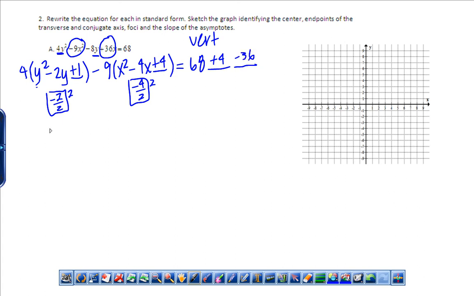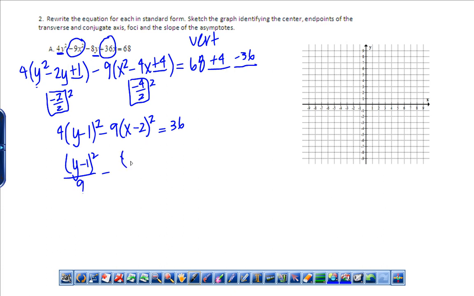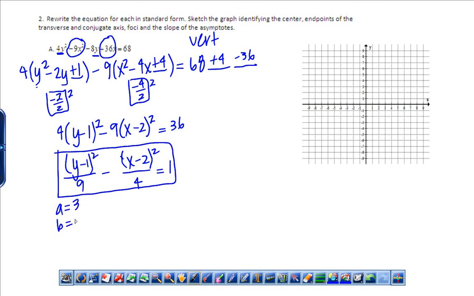Then if I write this, that gives me a -4, y minus 1 quantity squared, minus 9, x minus 2 quantity squared, and this equals a 36. Remember, this has to be equal to 1, so I'm going to divide by 36, so that would be y minus 1 quantity squared over 9 minus x minus 2 quantity squared over 4, and that's going to be equal to 1. And there's my equation. We already know that it's vertical. And we know that A is first, always, always, always. A is 3, B is 2.